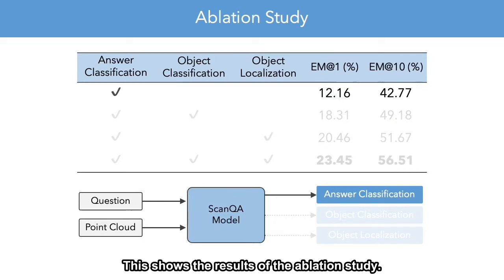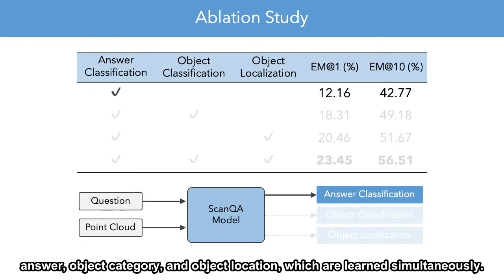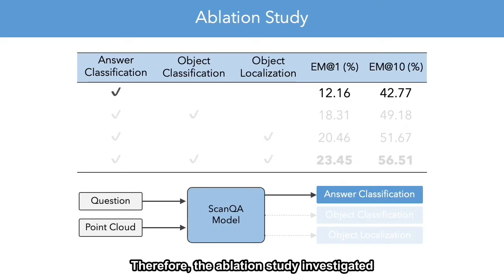This shows the results of the ablation study. The ScanQA model outputs 3 results: answer, object category, and object location, which are learned simultaneously. Therefore, the ablation study investigated which modules affect the accuracy.